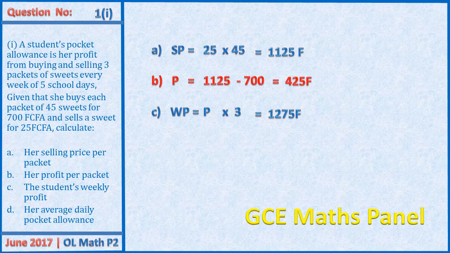And then her average daily pocket allowance. A school week has 5 days. So we divide this amount by 5 to have her daily allowance, which is 1,275 divided by 5, giving us 255 francs.